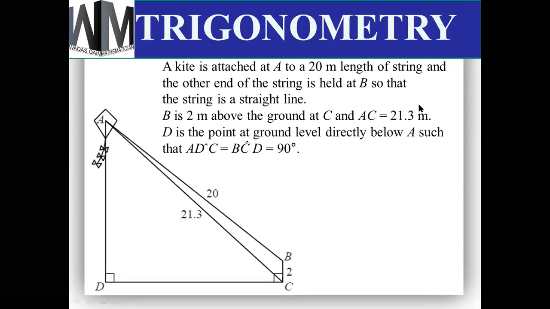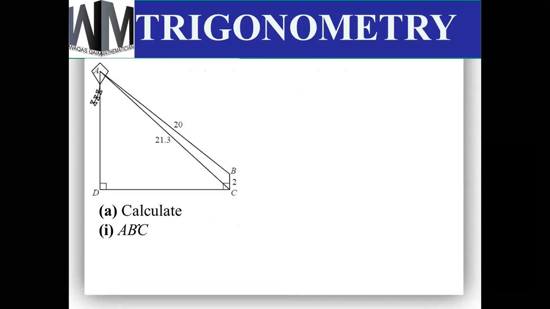In this question, a kite is given and that kite is attached to a string of 20 meter. Another point on the ground, C, is given directly below point B, and the distance of B and C is 2 meter. The distance from point A, which is the kite, to point C is 21.3 meter. Now in part 1, we have to calculate angle ABC.